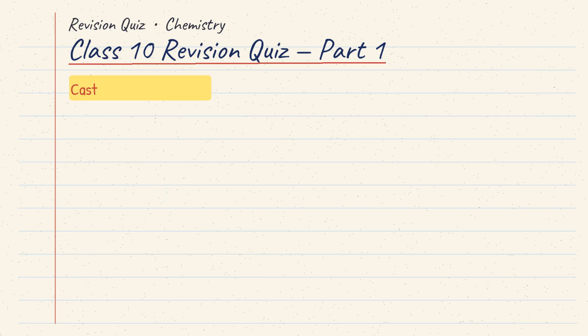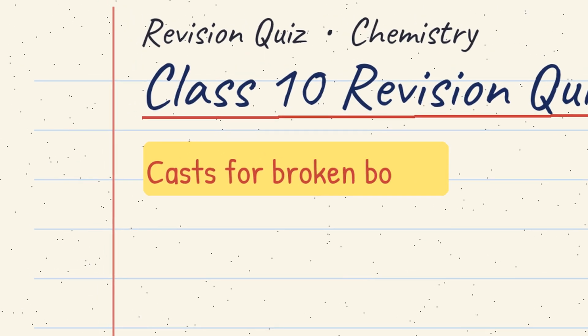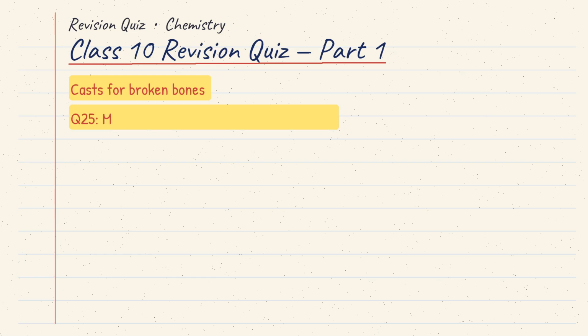The answer is casts for broken bones. It is made from gypsum. Question 25. Metals that can be drawn into wires are? Pause and think.